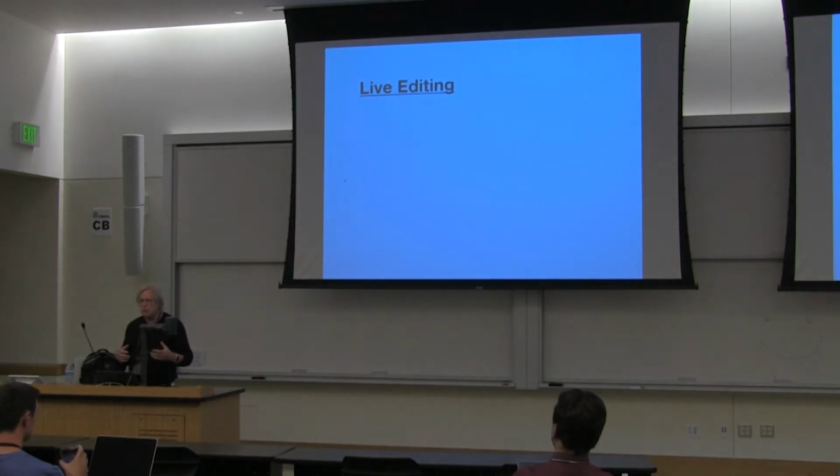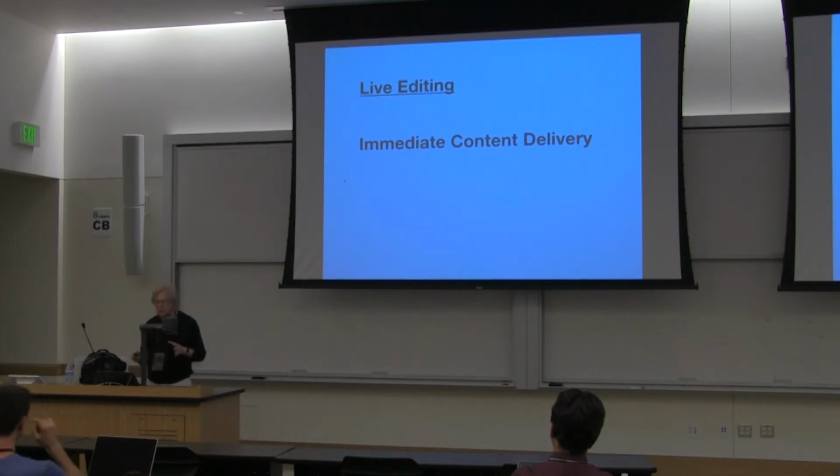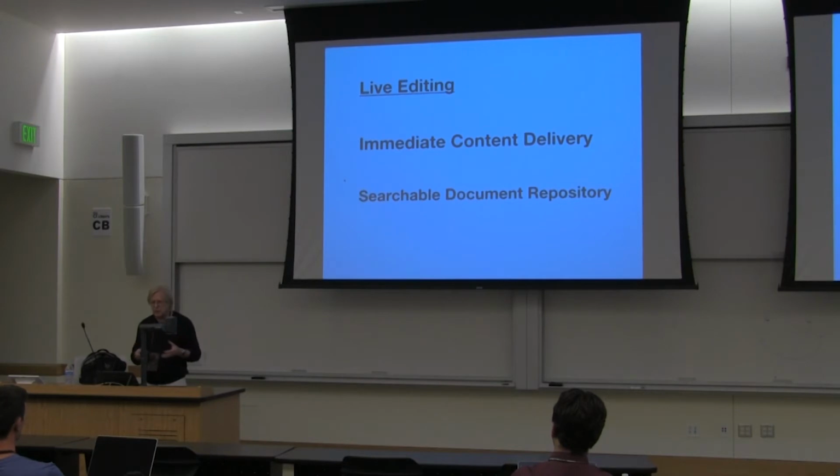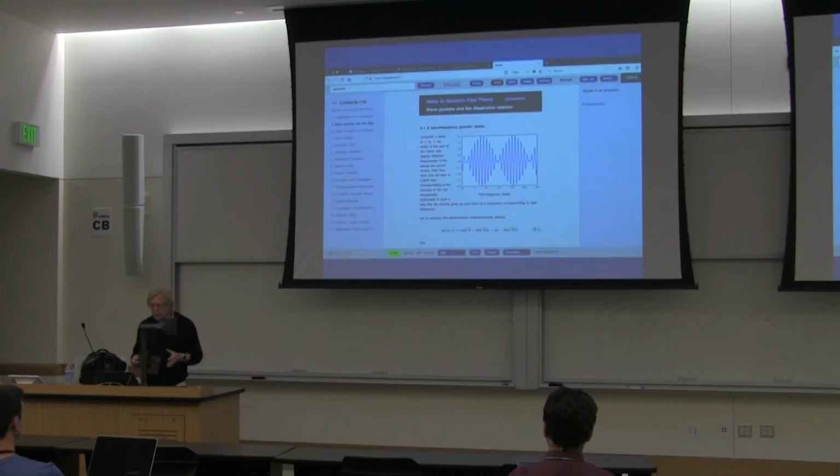So we would like a live editing system. We would like something where we have immediate content delivery. So you write your thing, and when you think it's ready to share with your students and your colleagues, you press some button to make it public, and that's it. You don't have to do anything else. You also would like to have some sort of a searchable document repository, because you don't want what you write to disappear when you turn your machine off or go to a different web page. And you want the document repository to be searchable so people can find things by title, by author name, keywords, etc., even full text search.